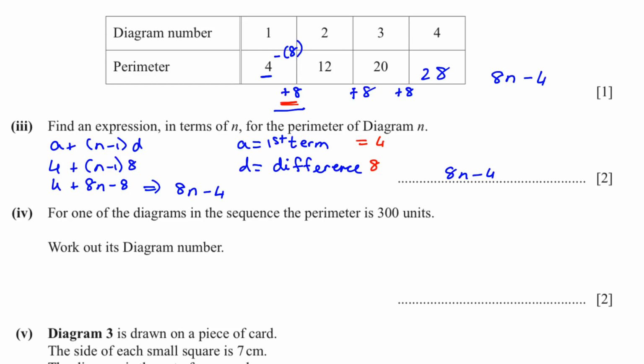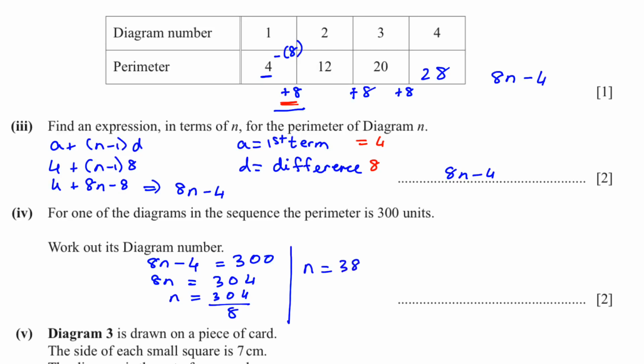Moving on to the next question. For one of the diagrams in the sequence, the perimeter is 300 units. Work out its diagram number. We know that we can get the perimeter by using 8n minus 4. So we will write 8n minus 4 is equal to 300. We have to make n the subject. Divide both the sides by 8. And you will get that n is equal to 38.